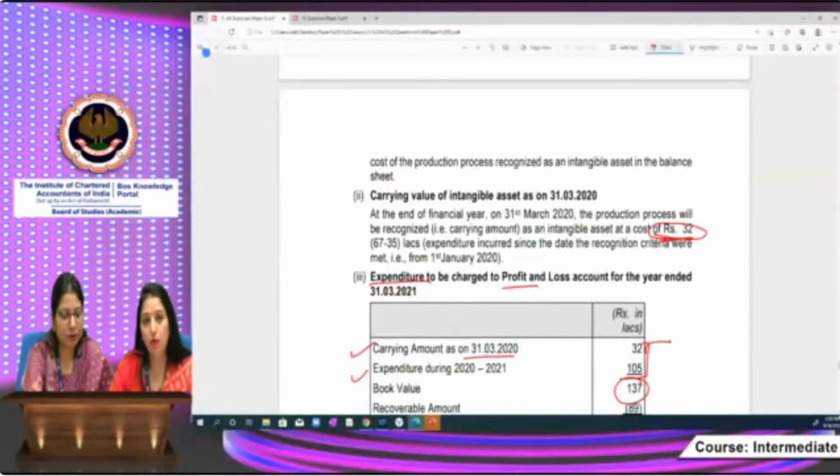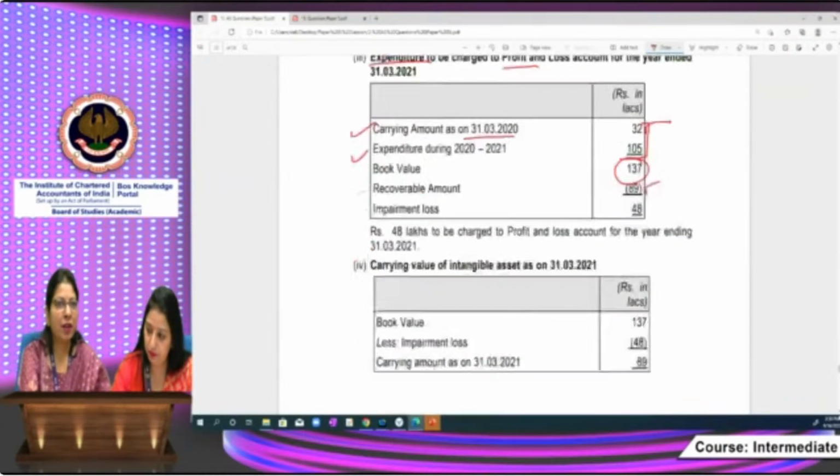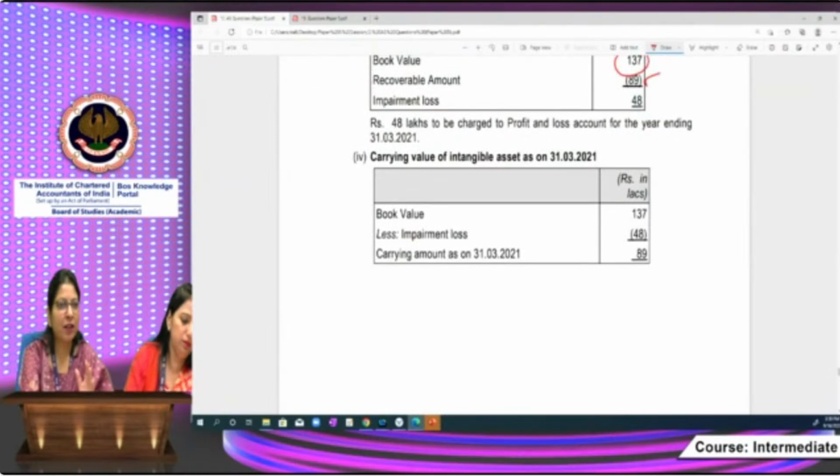It will be the book value. And the question says there is a recoverable amount of 89. We will reduce it. Any asset we cannot retain in our books if its value is more than the recoverable amount. So we have to reduce this value, and we have to reduce it to what extent? To the amount of recoverable.